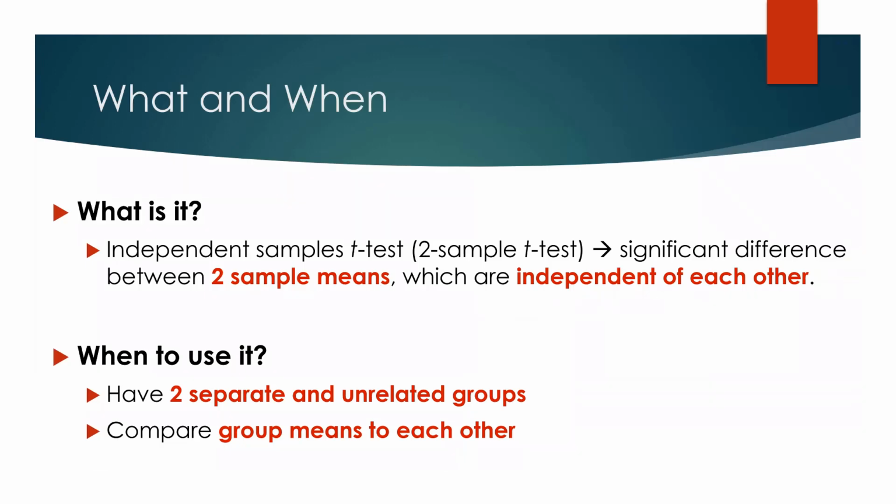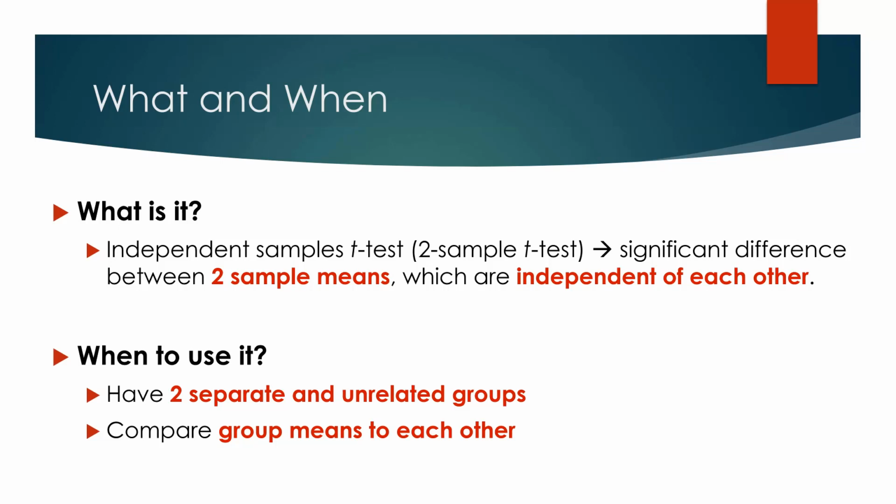So the independent samples t-test, also called the two-sample t-test, is when you want to see if there is a significant difference between two sample means, which are independent of each other. That's a key thing here. So here we've got two separate and unrelated groups. That's when we would use an independent samples t-test.